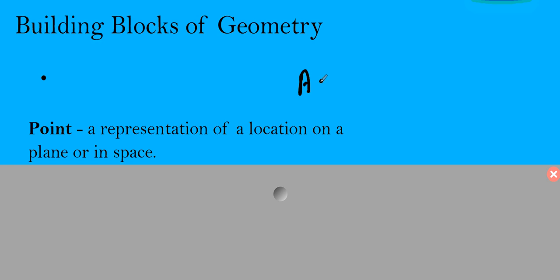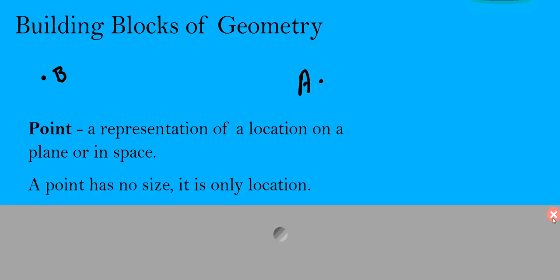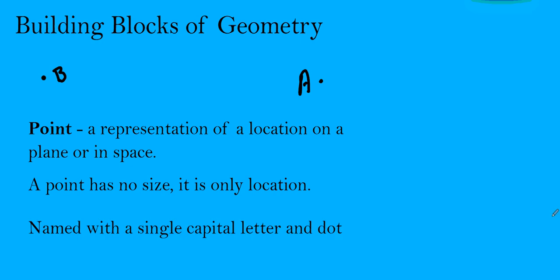We label that point with one letter, so this might be point B, right? And it's infinitely small. It's so small it actually doesn't have size, it only has location, and it's named with a single capital letter and a dot. Now, when we're talking about all of these things in this lecture, we're naming them with capital letters. Lowercase letters are going to be reserved for something else later on in the course. So it does make a difference whether you're talking about lowercase or uppercase letters. We're talking capital letters only. But again, a single point gets a single capital letter.